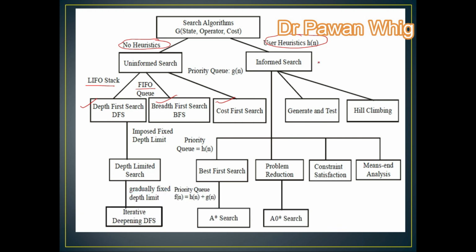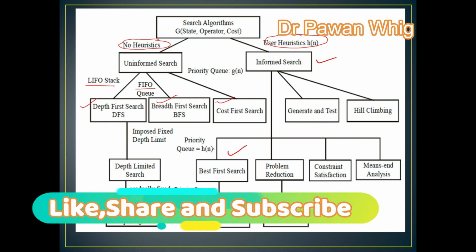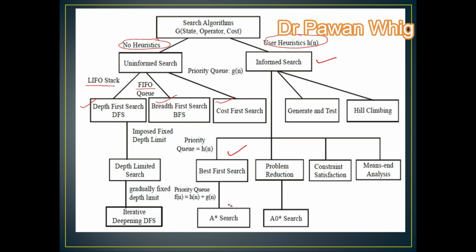If we are talking about informed search, one of the best examples is best first search, which is nothing but the combination of DFS and BFS with a heuristic function. And there is hill climbing, generate and test, problem reduction, constraint satisfaction, means-end analysis, A star and AO star. See, A star is an advanced version of best first search, and the example of problem reduction is AO star search. So we will cover every algorithm with the help of a simulator, where you can easily visualize how these algorithms work. So let us start.